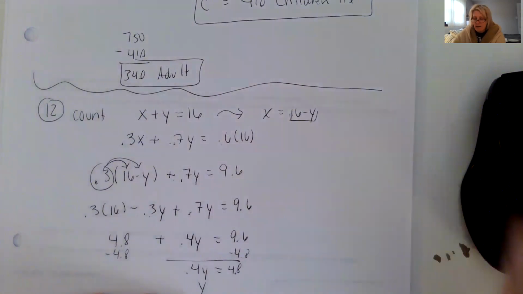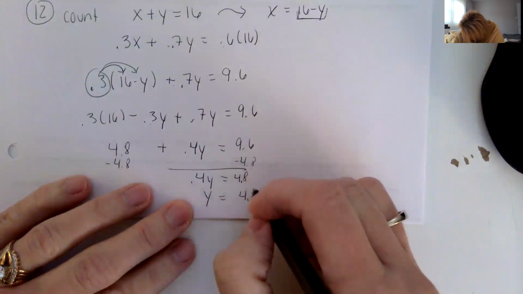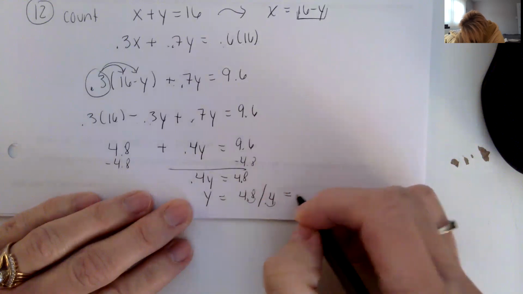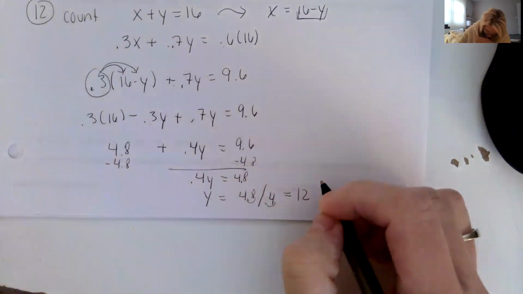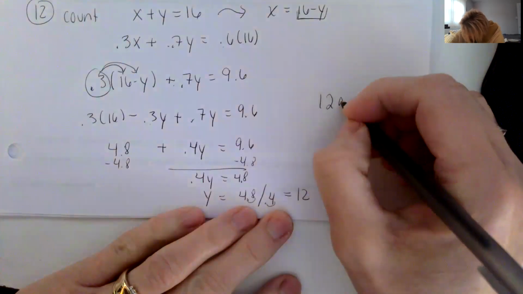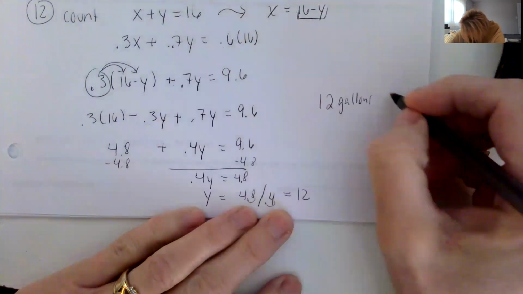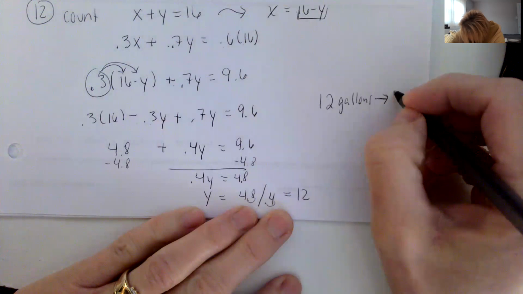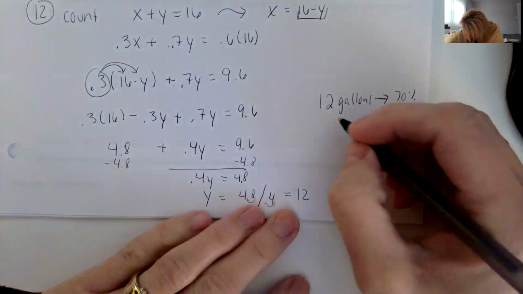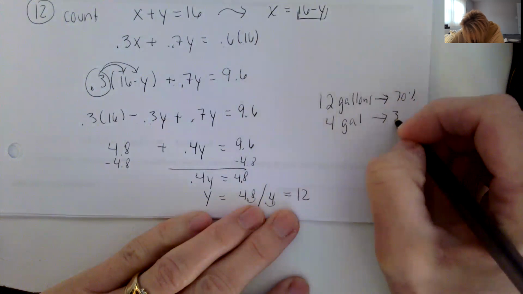And if we divide 4.8 divided by 0.4, we're going to move the decimal over on both, and we should get 12. So 12 gallons of y. Y is the 70%. And so that means 16 minus y. So that means 4 gallons at the 30%.